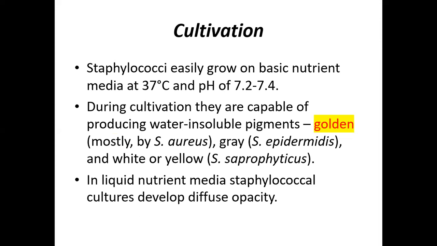They are not fastidious, so it is very easy to grow Staphylococci on nutrient media. They usually grow on the basic nutrient media at 37 degrees and pH 7.2 to 7.4. During cultivation, they are capable of producing water-insoluble pigments, golden. That's why it has such a name. Staphylococcus aureus means golden pigments. And non-pathogenic staphylococci usually form colonies colored in gray, white, yellow. In liquid nutrient media, staphylococcal cultures develop diffuse opacity.